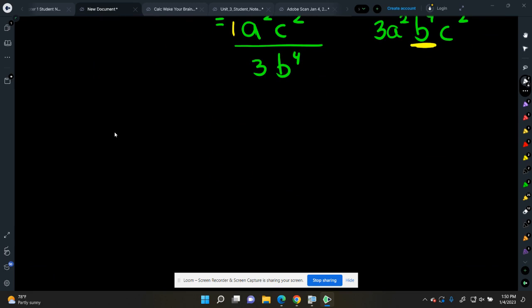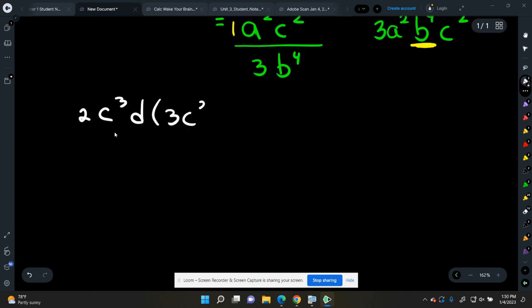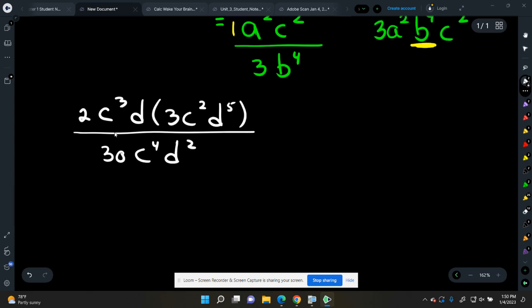Okay, let's see. The next one, this was probably one of the hardest ones. The last two were hard. 2c to the third d times 3c squared d to the fifth over 30c to the fourth d squared.